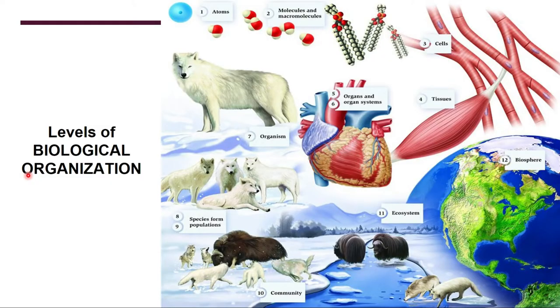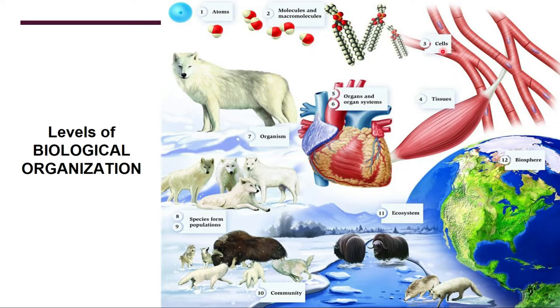So let us have a short review on the different levels of biological organization. I know you are familiar with this one, since this is taught back in junior high school. We all know that everything that has mass and occupies space is called matter. And we also know that the basic unit of matter are atoms. So when atoms bond together, they form molecules or macromolecules. Macromolecules are just molecules that are bigger in size. When specific molecules or macromolecules combine together, they form cells.